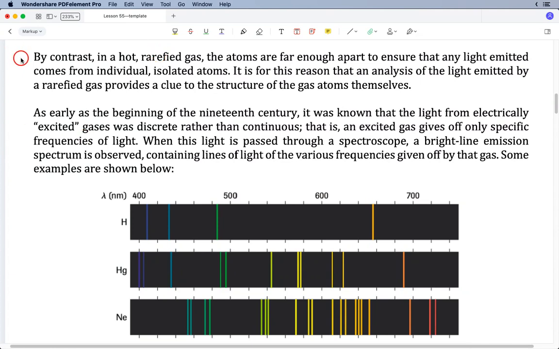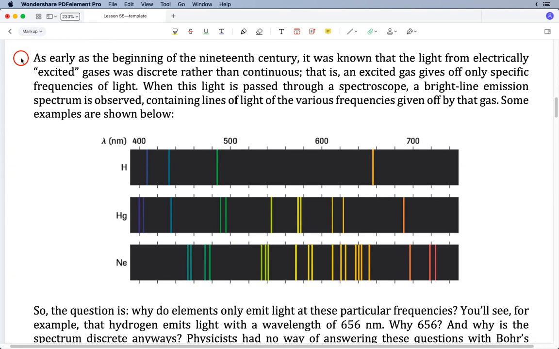And so if you heat a gas under low pressure and just look at the emission spectrum, since you don't have this complication with the atoms interacting with their neighbors, it actually provides a good way to better understand the structure of atoms themselves. And these are the types of spectra that you get whenever you heat up a gas under low pressure and look at the light that comes off of it. This is the spectrum from hydrogen, for example. This is mercury. This is neon.